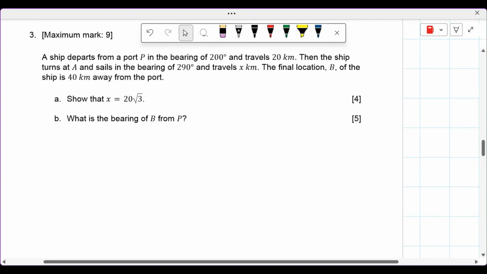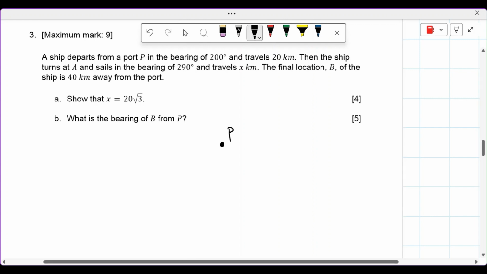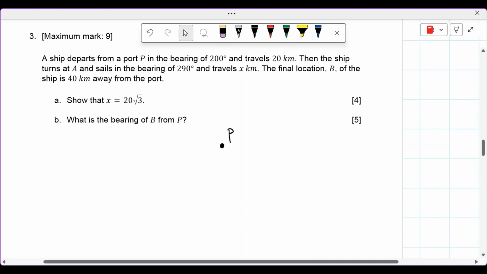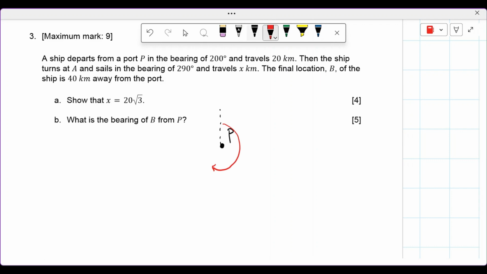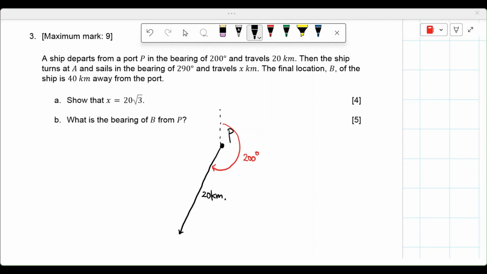I travel in the bearing of 200 degrees, so I think we should put the port P on the top right side. So going from the true north, we rotate 200 degrees, which is a bit more than 180 degrees. So it's going to be about that way. And how long is that? That's 20 kilometers. And we arrive at the point A.